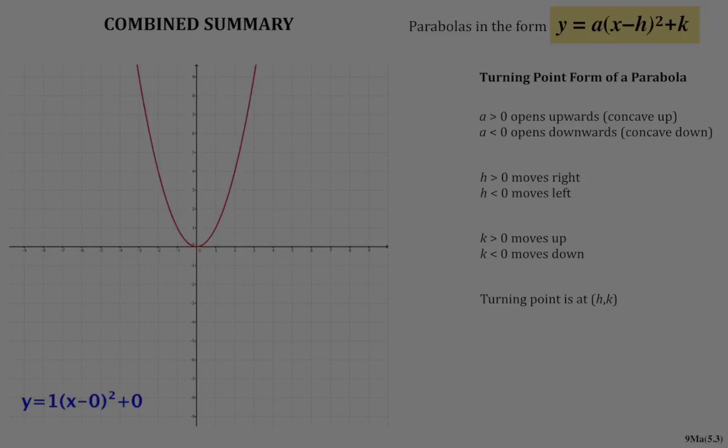If there's a minus in front of the bracket, it turns it upside down. If it's a positive, it makes it open upwards. So that's just the effect of the minus. We could change that 1 to a different number, and that would make it fatter or thinner.